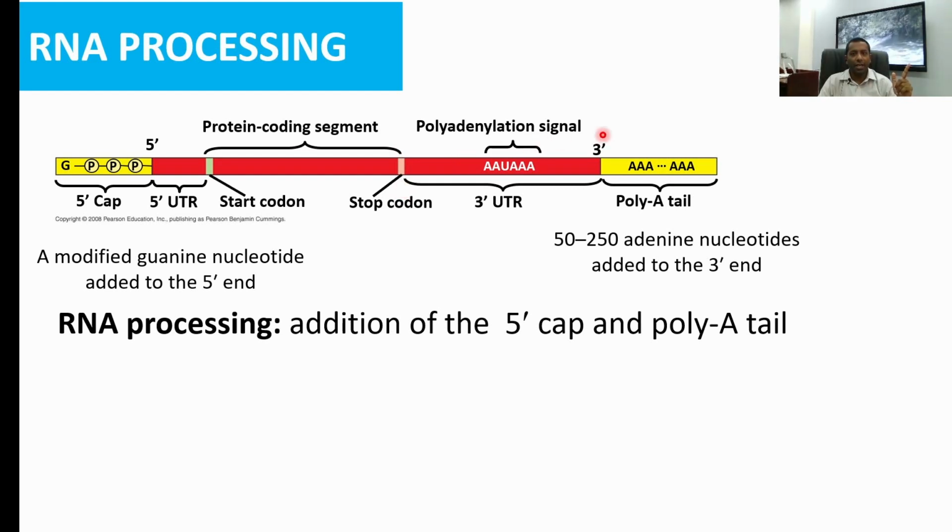Then we have the polyadenylation signal. Again, this region is not translated, just like the 5 prime UTR region. And at the 3 prime end we have the poly A tail. The poly A tail contains 50 to 250 adenine nucleotides attached to the 3 prime end. So these are the two modifications, the poly A tail and the 5 prime cap.